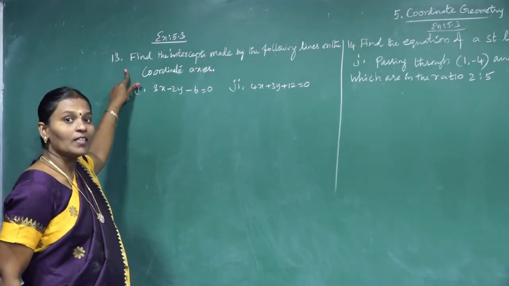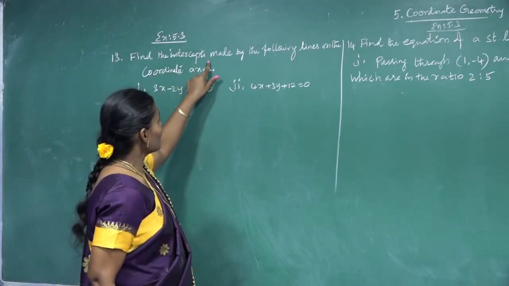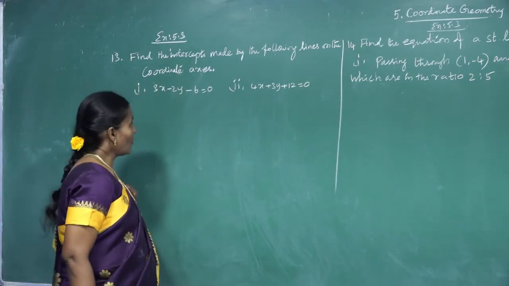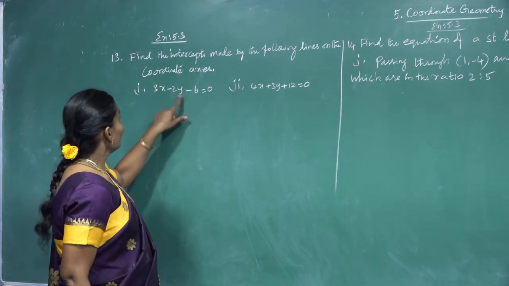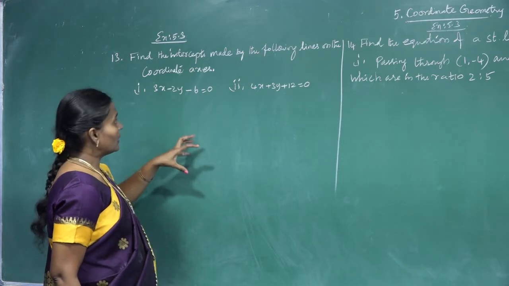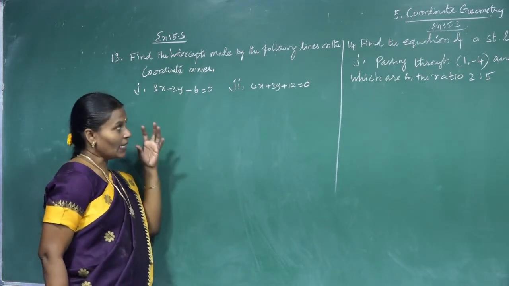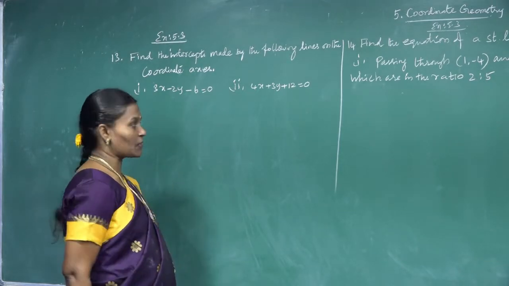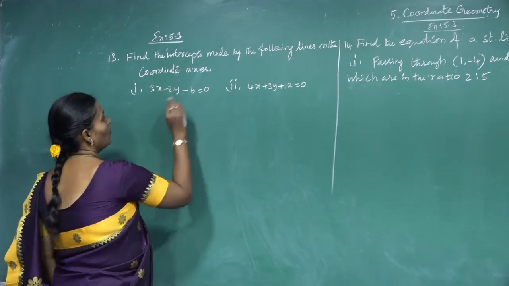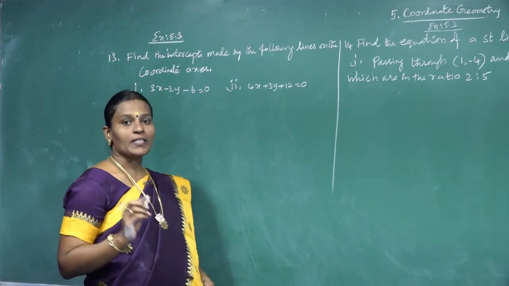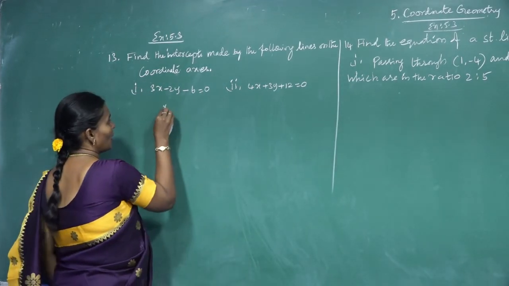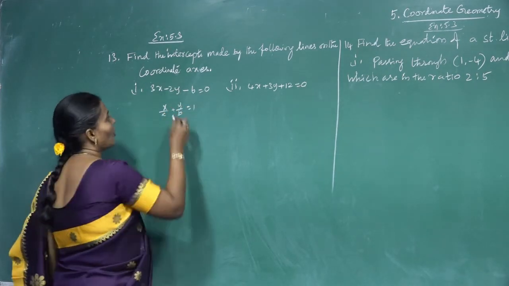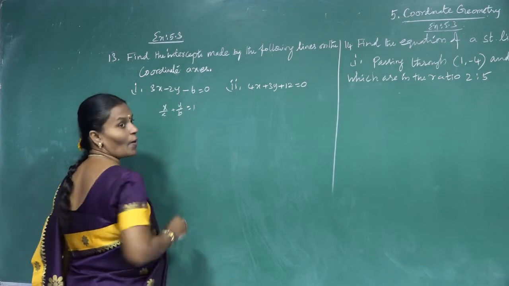Now we are going to see the 13th one. Find the intercepts made by the following lines on the coordinate axis. See the given equation, you have to find the intercepts. Intercepts means x-intercept and y-intercept. You know the x and y-intercept form, that is x by a plus y by b is equal to 1. We have to convert this equation into this form.